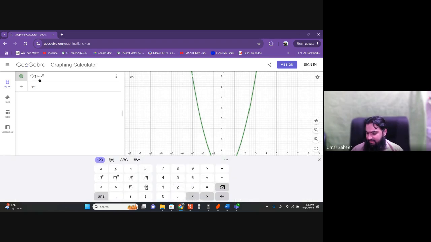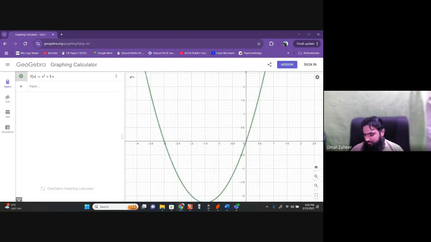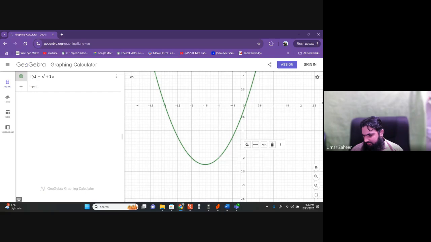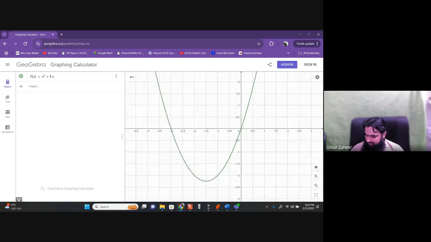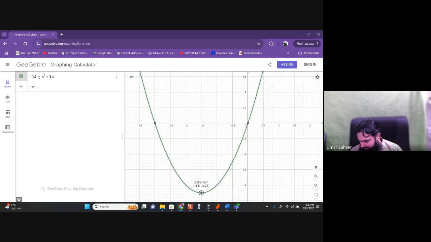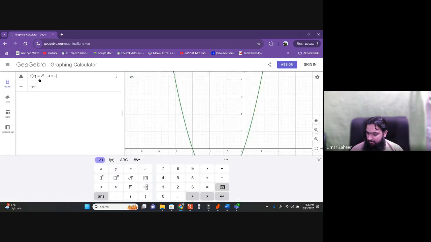Let's add some more values, plus 3x. Look here, your turning point is going to change. If you zoom in, you will get the turning point. It is minus 1.5 and minus 2.5. The x-intercepts are minus 3 and 0, and here it is 0, comma 0. I'm going to add some more, minus 9, let's say.